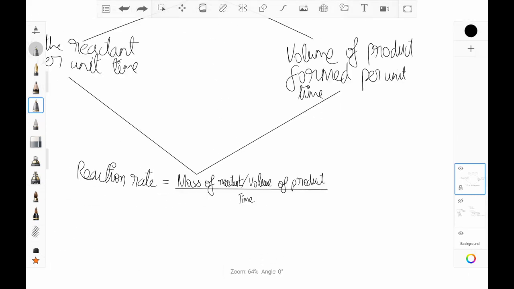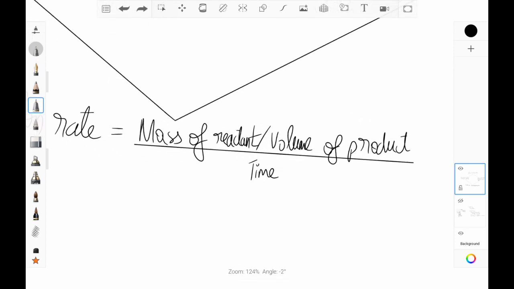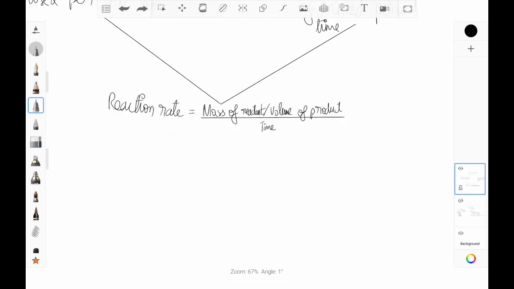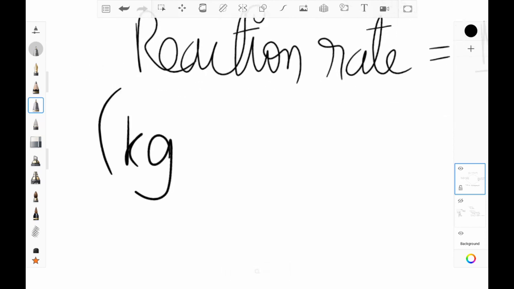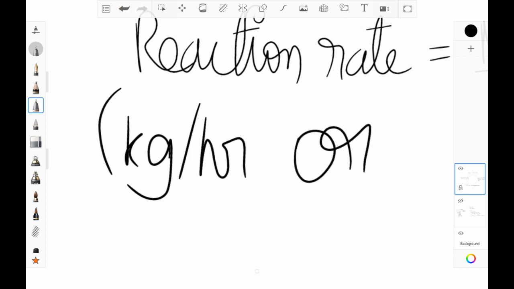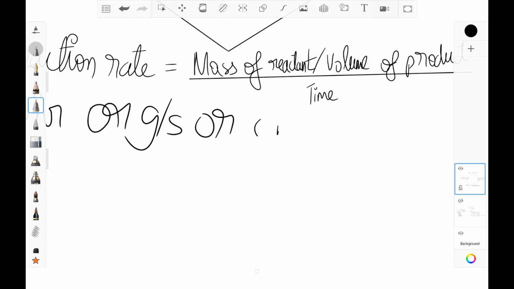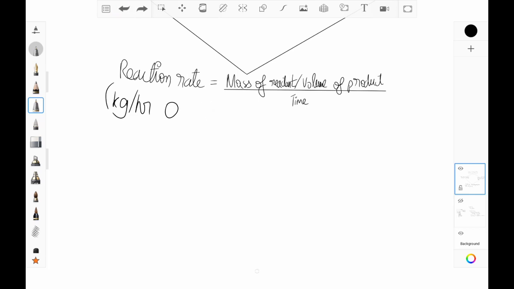And of course, if you use the second method, then the product whose volume you'll be measuring has to be a gas. And from both of these definitions, you can actually derive a bit of a formula where the rate of reaction or reaction rate is either the mass of the reactant or the volume of the product divided by time. And from this, we can determine that rate of reaction has the following units. It can be measured in kilograms per hour, or you can even use grams per second, or centimeter cube per minute, centimeter cubes per second, etc. It depends on the initial units of your measurements.